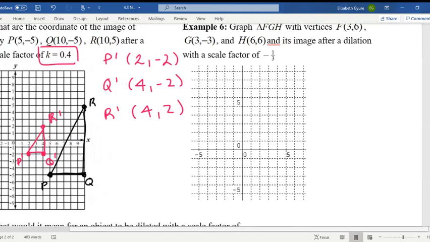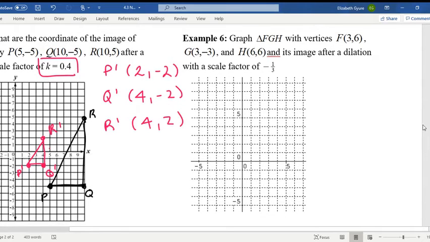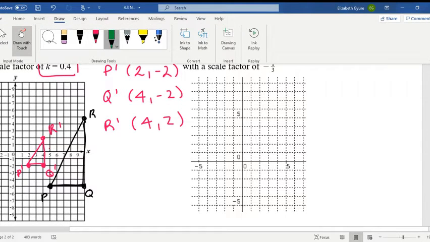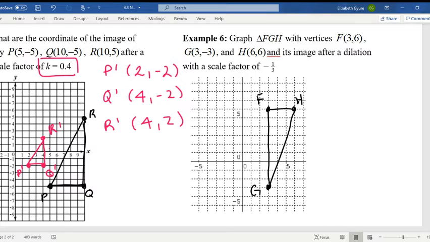The next one we're going to look at, and then we'll take a little break, is number 6. Now for number 6, I give you triangle FGH. Vertices are 3, 6, 3, negative 3, and 6, 6. Okay. All right. So now, what's a little weird about this scale factor?